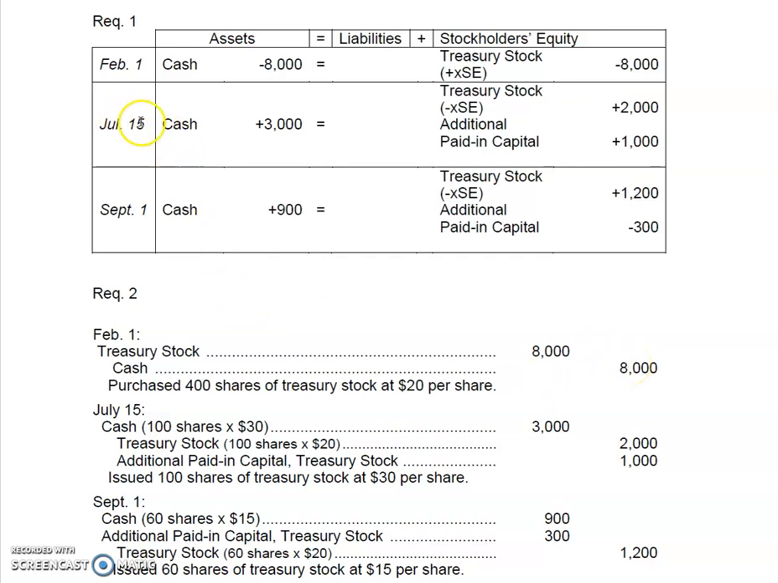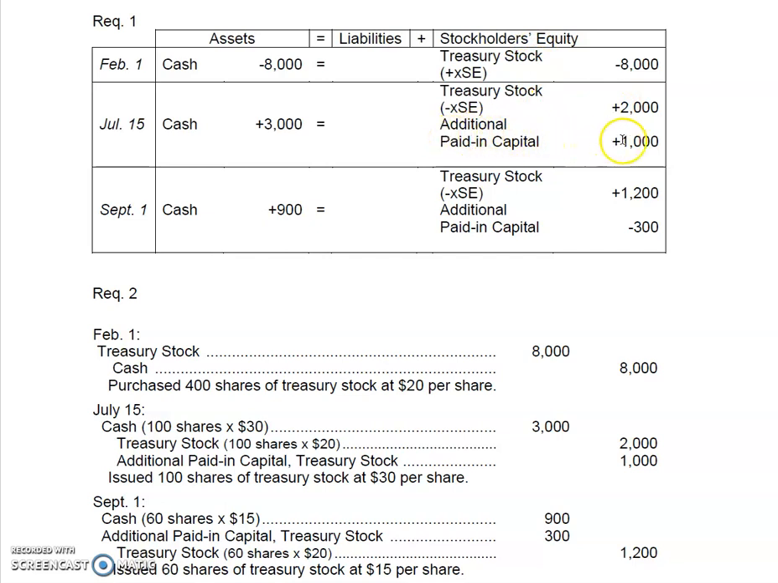July 15th, we reissued some of those treasury shares. We sold some of them for $3,000. We had paid $2,000 for them. So we're going to increase cash by $3,000. We're going to increase stockholders' equity by $3,000. We do that by reducing treasury stock, which is a contra stockholders' equity account, with a credit. So that's a credit to reduce treasury stock, which carries a debit balance, but increases stockholders' equity.